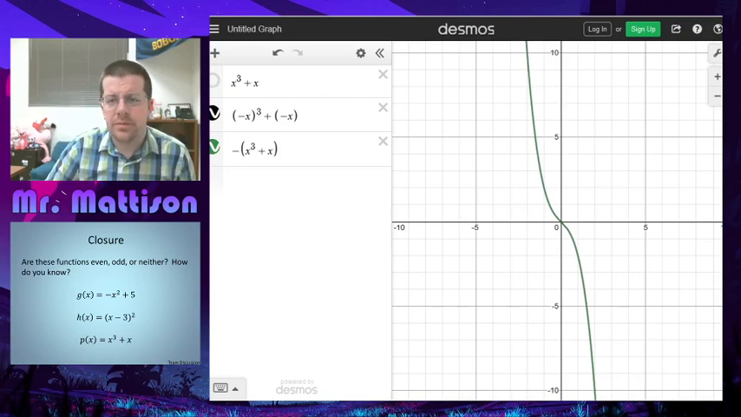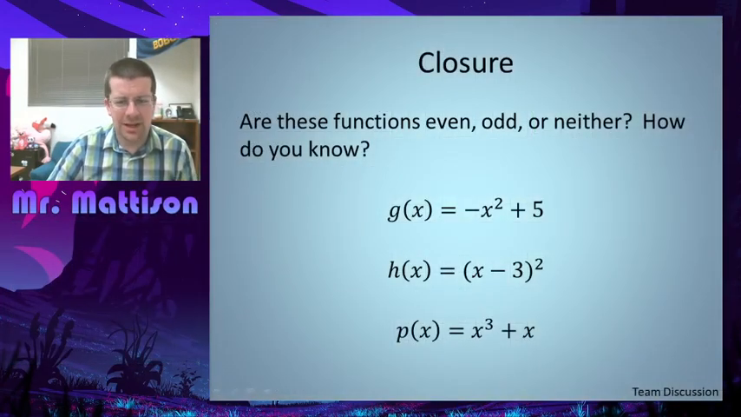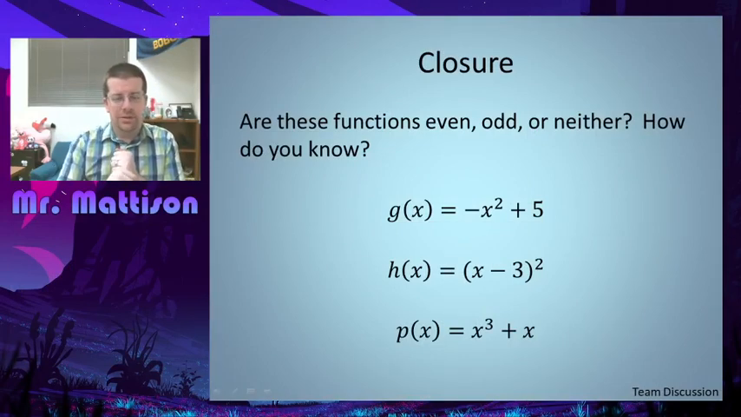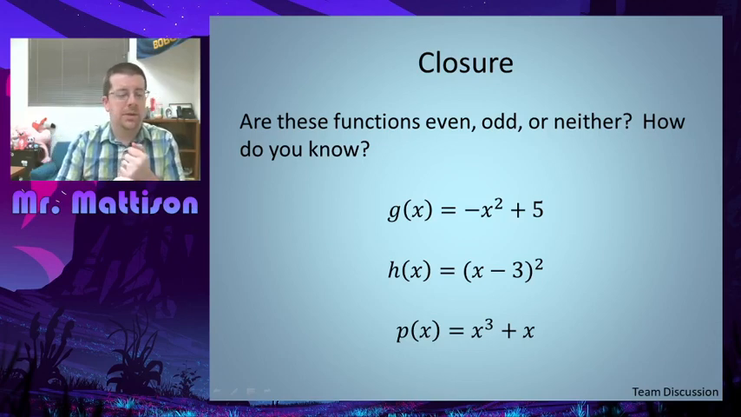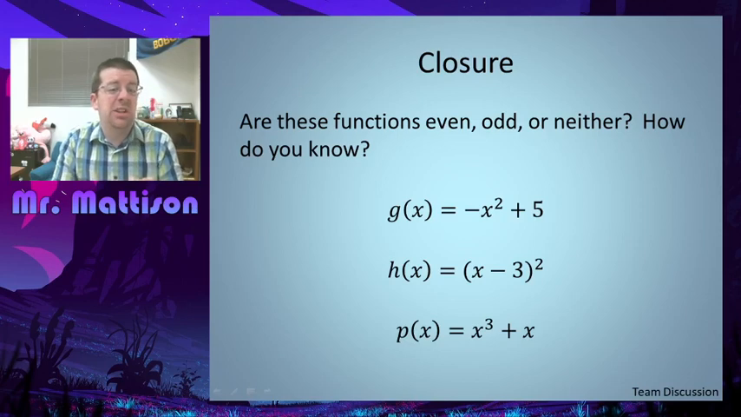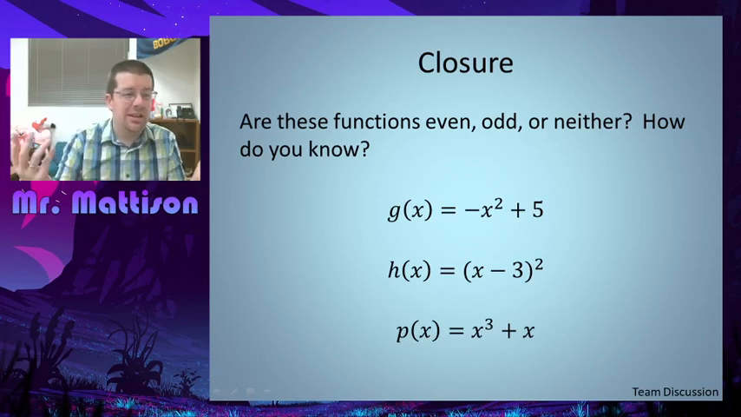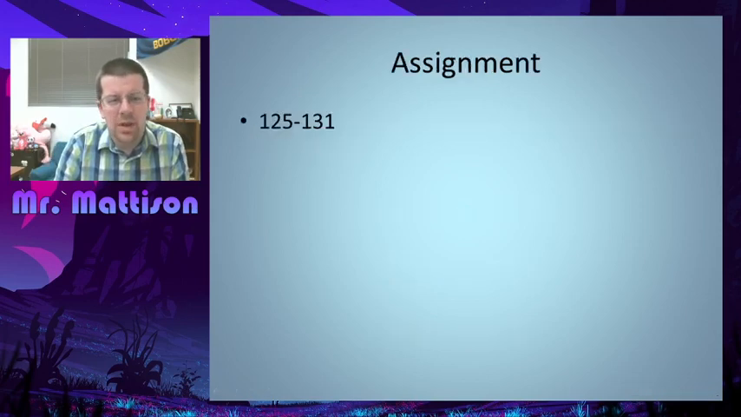So graphically, it's a lot easier to just tell as long as you keep in mind those rules. Even, it's reflexive over the y-axis, and you get the exact same thing as the original. Odd means your horizontal and your vertical reflections give you the same result. And neither is if it's neither of those two cases.